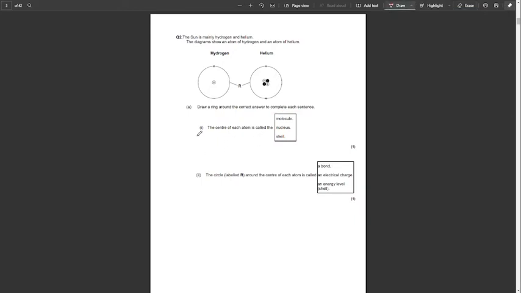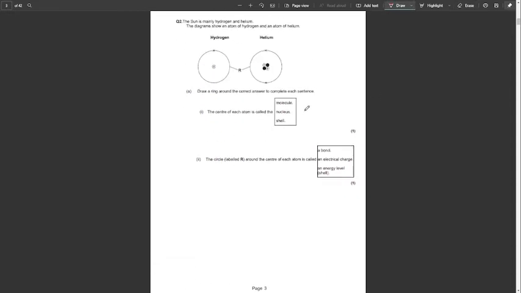So, the centre of each atom is called V. You've got 3 options there. So in multiple choice questions, even if you don't know the answer, select an answer. So even if I didn't know it was called the nucleus, I could make an assumption, a guess maybe. So in this question you could say, well, when we're talking about atoms, what we normally say is nuclear. So maybe that links it to the nucleus.